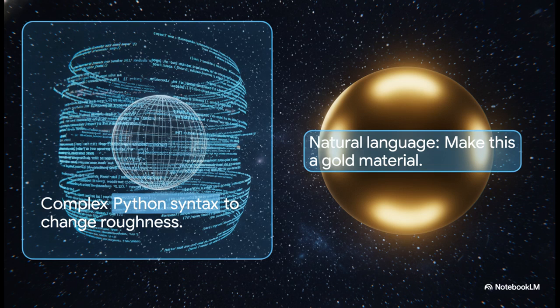The traditional Blender Python API syntax just to change a material's roughness is rigid. It requires memorization, and literally one typo breaks the whole thing. But the new way? It's just a natural language command. Make this a shiny gold material. For years, the gap between describing what we want and actually executing it has been frustratingly wide.